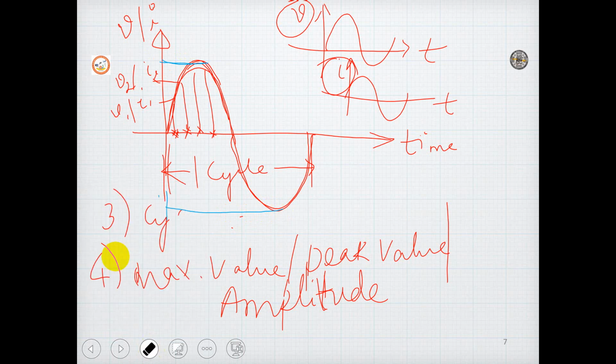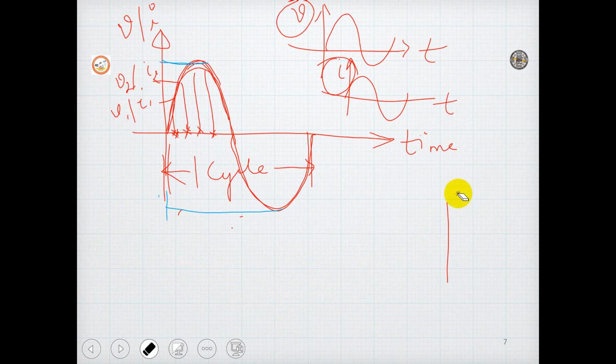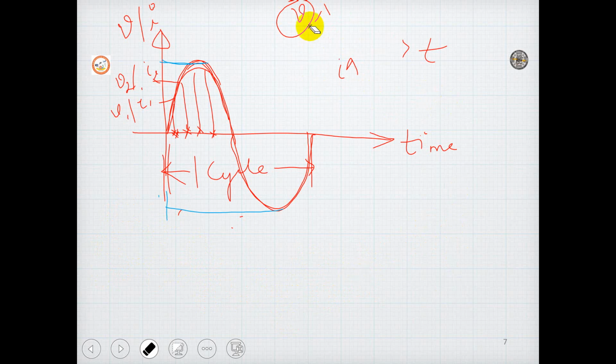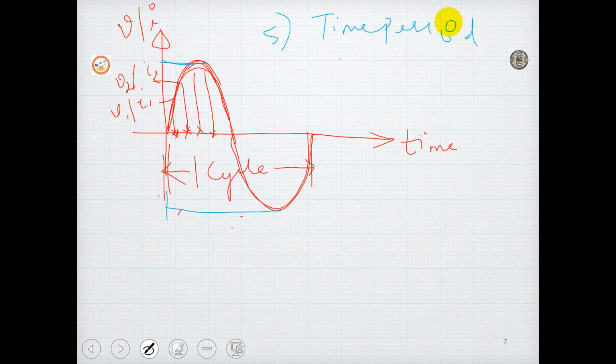Next, the fifth point is time period. So let us see the fifth definition. What is time period? It is denoted as T. It is the duration of time required for the alternating quantity to complete one cycle. So this is called T. To complete one cycle, the time taken by an alternating quantity is called time period.